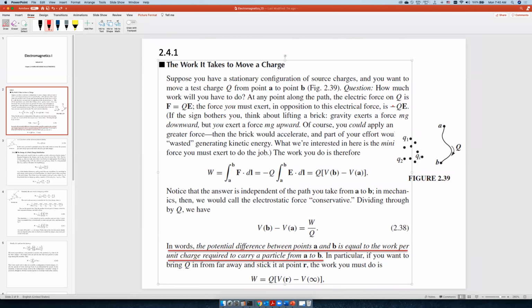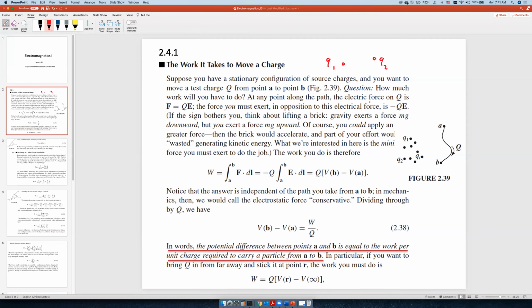Okay, so now let's see the easiest case, which is Q1 and Q2. If you have two charges and the distance between them is, let's say, R, suppose at the beginning they're infinitely far away from each other, and then you move Q2 close to Q1, and finally they are at a distance of R. Then what is the work?